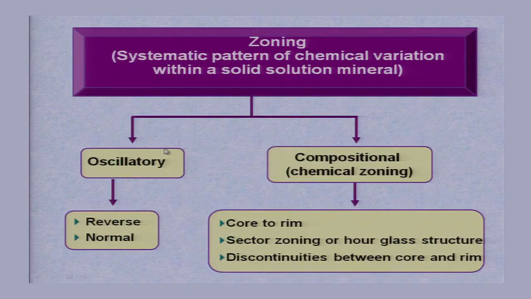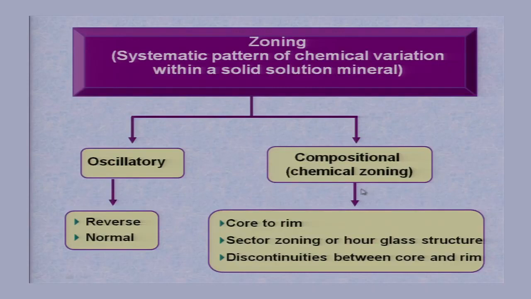Zoning is basically of two types: oscillatory zoning and compositional zoning. Oscillatory zoning is again categorized into two major types, reverse and normal zoning. Reverse zoning is also seen in some rocks, where the cooling process is reversed by incorporation of another batch of melt. As a result, reverse oscillatory zoning is formed. Compositional zoning from core to rim includes sectorial zoning or hourglass structure, and discontinuities between core and rim are also seen here.